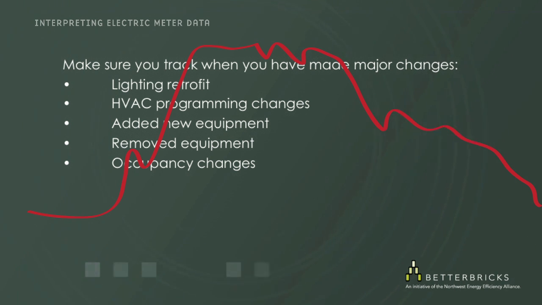Once you start collecting your interval data and can show it on charts and graphs, there's a lot of things that you have to keep track of. Make sure you track when you've made major changes, such as when you're doing a lighting retrofit, or when you make changes to your heating and ventilation system. How about when you're adding new equipment, or you've removed a bunch of equipment? Also, think about occupancy changes. If you've added a lot of new employees, added more space for customers, those types of things are going to make a difference in your energy use.